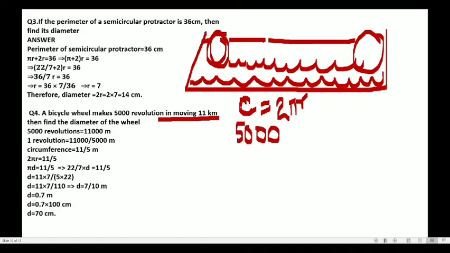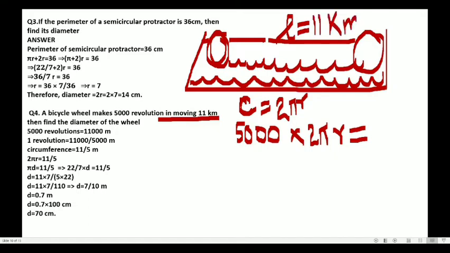The total length covered is 5,000 into 2 pi r. One time is 2 pi r. For 5,000 times, it will be 5,000 times 2 pi r. And this total revolution is exactly covering the length of the field. And what is the length of the field? It is given as 11 kilometers. So you just write it as 11.